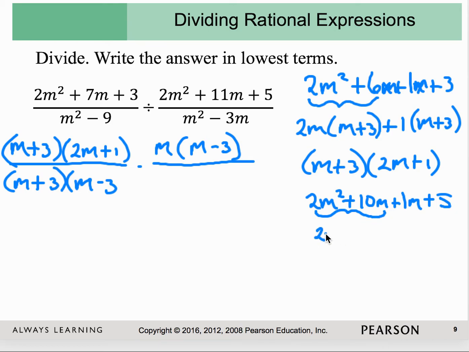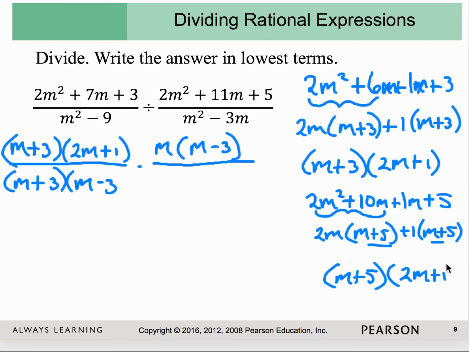Okay, I can factor out a 2m. That leaves m plus 5. Can only factor out a 1. That leaves m plus 5. Now I can factor out the m plus 5, and that leaves 2m plus 1. Okay, so that's what goes down here.